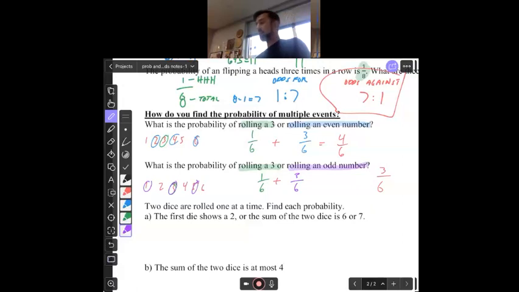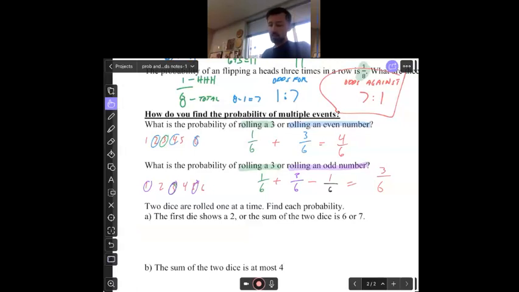So how do we take care of that double counting? Right? So what you end up doing is subtracting the number that shows up more than once. So 1 out of 6 plus 3 out of 6 minus 1 out of 6 again gives us that 3 out of 6, that's the actual answer.